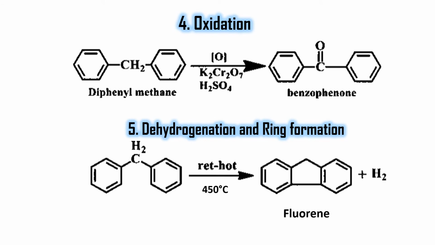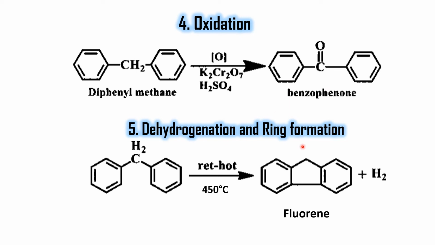As we have already seen, we can obtain diphenylmethane upon reduction of benzophenone. So the reverse is also true. Diphenylmethane upon oxidation with any strong oxidizing agent like potassium dichromate in acidic medium or elemental oxygen, it is possible to oxidize this central methylene group. There will be loss of hydrogens and addition of oxygen. So diphenylmethane upon oxidation gives benzophenone.